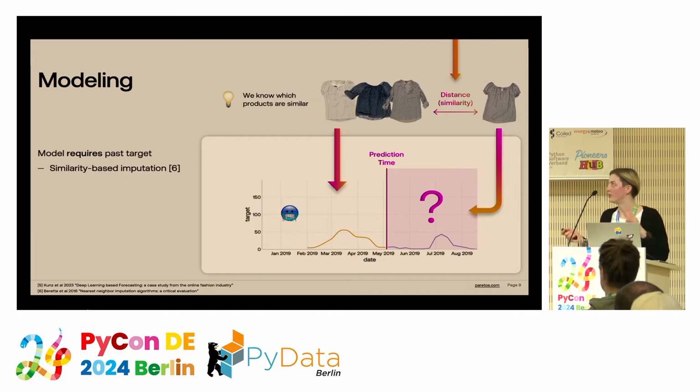You can also be a bit more creative here. You can take mean sales of all the similar t-shirts. You can also apply a nearest neighbor imputation algorithm for that, which we also reference here, and essentially impute the past.